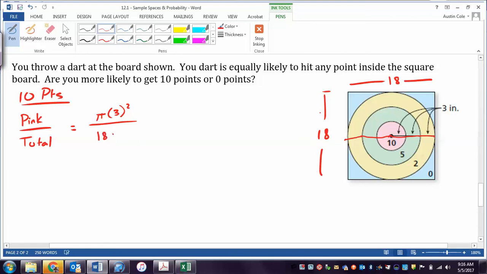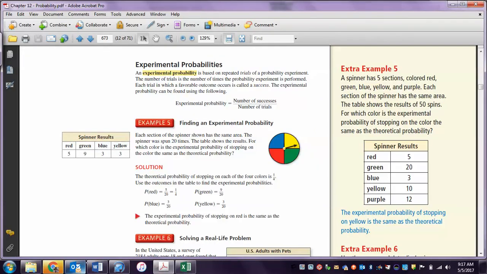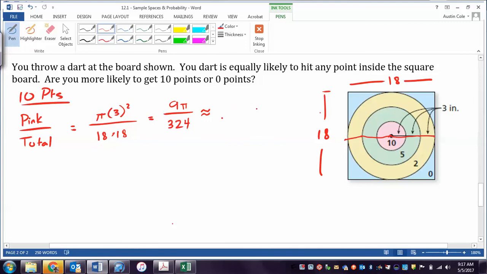So this is going to be 18 times 18. The top is going to give me 9 pi. And 18 times 18, is that 324? 324. So now I can take 9 pi, divide by 324, and that will get me the probability or the likelihood that I would get 10 points. What do you get there? Let's go out to three or four decimal places. Do we agree there? 0.872.